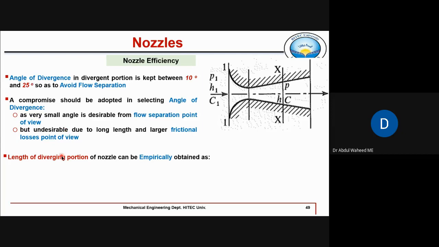So the length of the divergent portion can also be calculated using an empirical formula based on experimental data. The length of this divergent portion can be taken as 15 times the square root of the throat area. This will ensure that the divergence angle is within the range of 10 to 25 degrees. So we can calculate the length of the divergent portion using this empirical correlation.